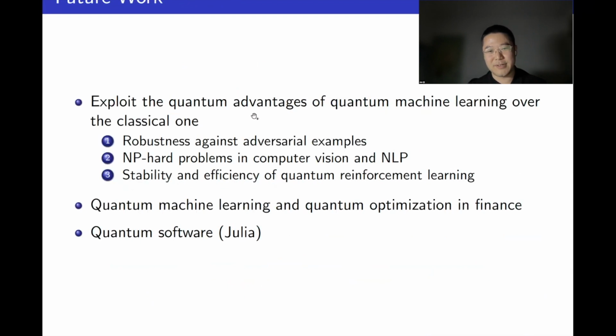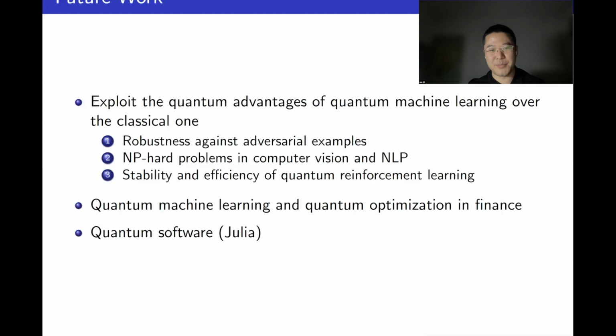Our future work also involves some other aspects. The first one is that we want to highlight the quantum advantage for machine learning. If we use quantum machine learning, what's our advantage compared with the classical one? We want to do the work from three different aspects. The first one is about robustness against adversarial examples. If we use a quantum neural network and a classical adversarial example comes in, maybe it's more robust to overcome the effects of this adversarial example.